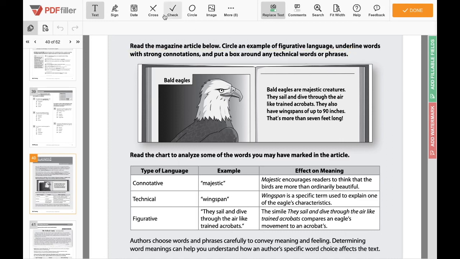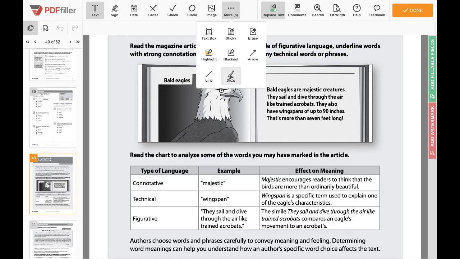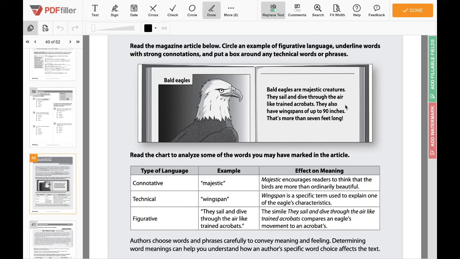So, we are going to circle examples of figurative language first, if I can find a way to do that. There we go. Bald eagles are majestic creatures. Do we see anything figurative there? No. We're not seeing any similes or metaphors. It's just saying that they are majestic creatures.